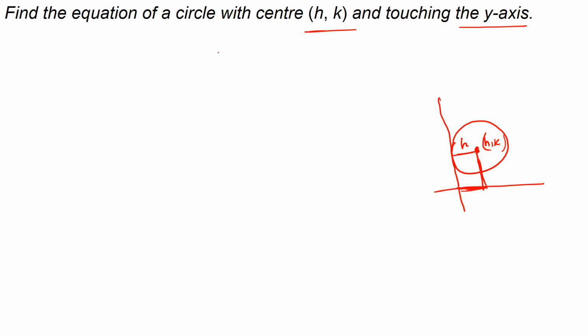So I have the center equal to h comma k and radius as h. So my equation of the circle will be x minus h the whole squared plus y minus k the whole squared is equal to h squared.